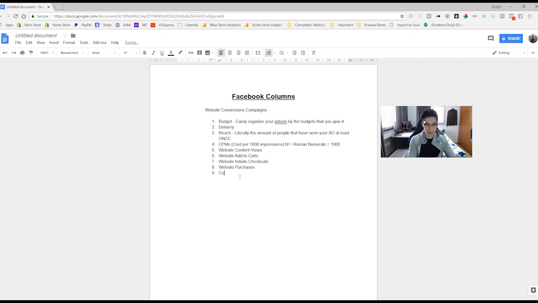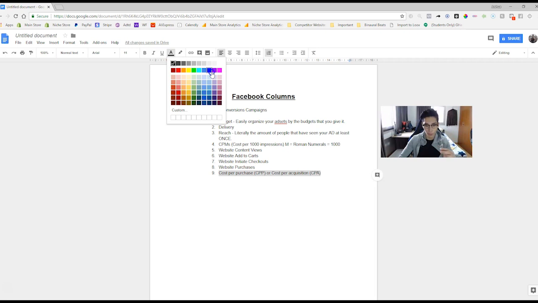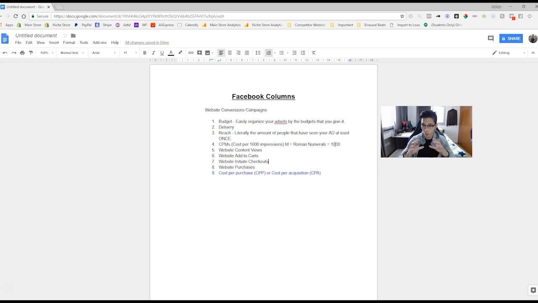So the next one you're going to have is your cost per purchase, which is known as CPP, or your cost per acquisition, which is known as CPA. Now this is an extremely important metric. In fact, this is the most important metric in all of e-commerce because you want to make sure that you know how much you are spending to acquire a customer or to make a sale. It's as simple as that. CPP and CPA is the same thing. It just means how much you are spending to acquire a sale or to acquire the result that you are optimizing for. Okay, so this is very important.